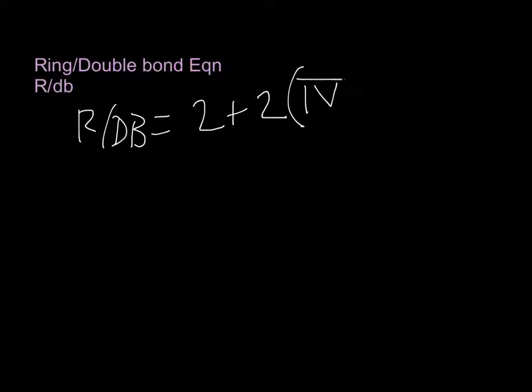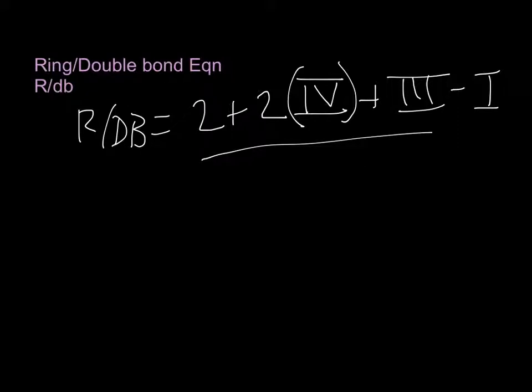And so what I mean by that is this is the formula. RDB is equal to 2 plus, let me write it out. This is a Roman numeral 4, in case it doesn't come through very well. This one looks odd, but it will be a lifesaver for you. You just need to memorize it. It's 2 plus 2 times 4 plus 3 minus 1, and all that's divided by 2.